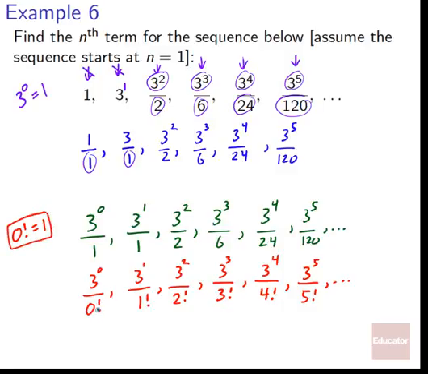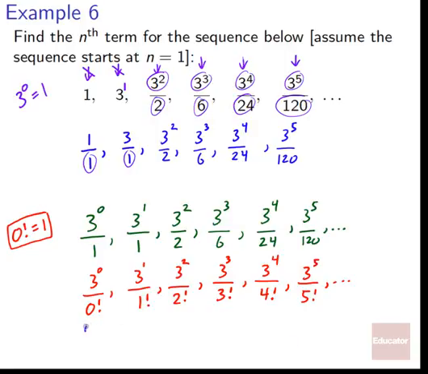So we've maintained a pattern, right? We're going to wind up seeing patterns because all these problems are going to be based on patterns. So we know that a factorial pattern, it's no surprise, it's going to keep going. So we've got on the bottom 0 factorial, 1 factorial, 2 factorial, 3 factorial, 4 factorial, 5 factorial. On the top, 3 to the 0, 3 to the 1, 3 to the 2, 3 to the 3, 3 to the 4, 3 to the 5.